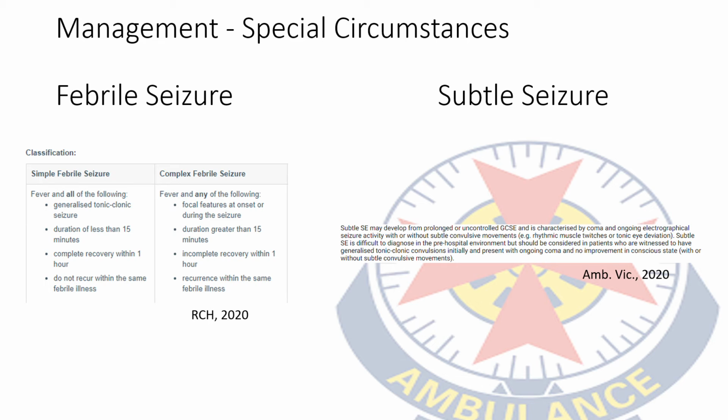Subtle seizures can occur in adults and pediatric patients and are extremely difficult for clinicians to diagnose. Patients with prolonged convulsive status epilepticus will have tiring muscles but still have seizure activity happening within their brain. So small muscular twitches or eye deviation may be present and should be considered in patients altered conscious and witnessed to have had a tonic-clonic seizure. For management of these, ALS will need to consult with the clinician for midazolam.